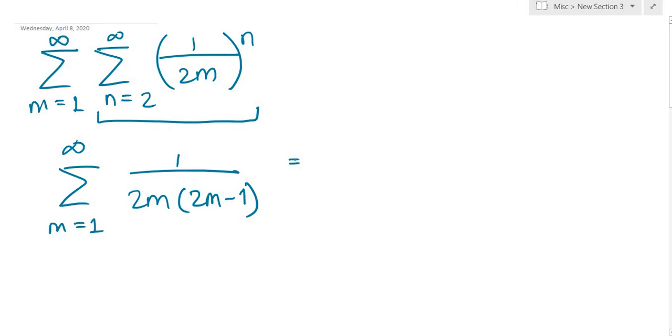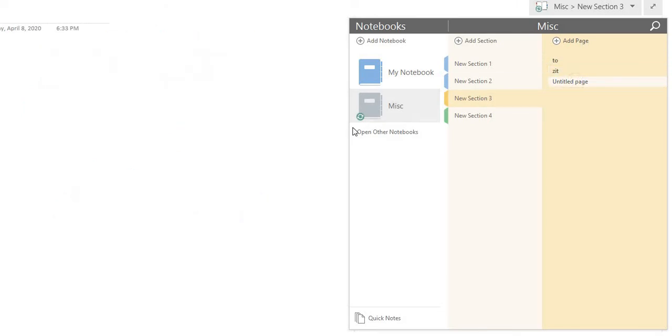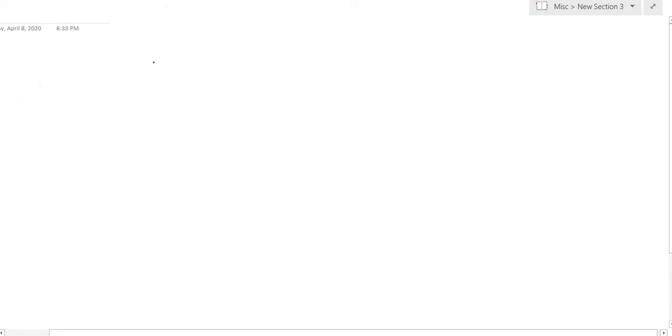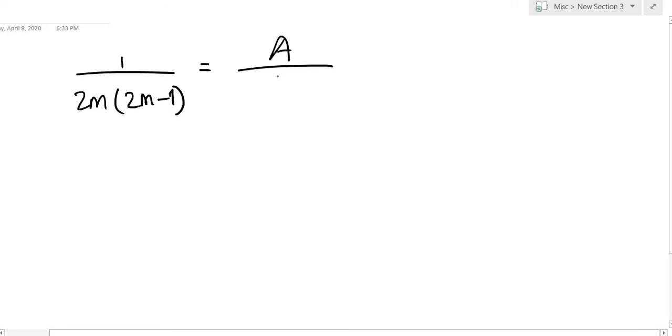We can use a partial fraction decomposition, and the way we do that is, let me just use another page. It will be much better. Let's just forget the infinite sum part and be concerned about the fraction now. So we have 1 over 2m times 2m minus 1. Well, we want to split this in terms of a over 2m and b over 2m minus 1.